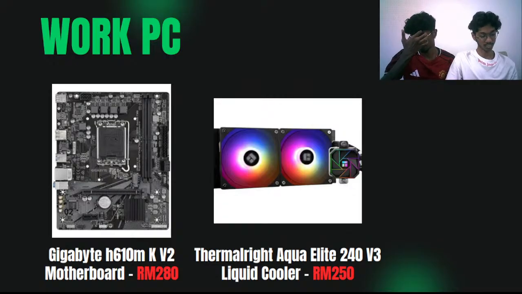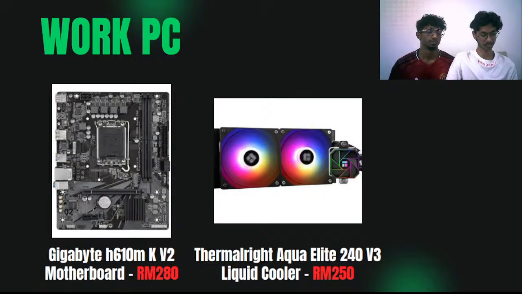So yeah, for the motherboard, I choose the Gigabyte H610M K. So this one costs like 280 ringgit. So it's a very solid and budget-friendly option for you guys. And actually this motherboard supports either DDR4 RAM or DDR5 RAM. As I showed you before, we are using DDR4 RAM. So I think this motherboard is a good option for this PC build. So yeah, it's very affordable also.